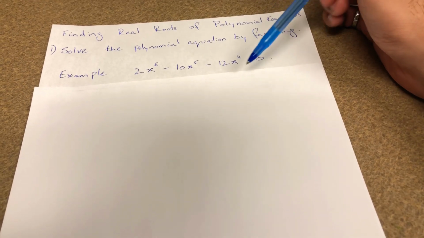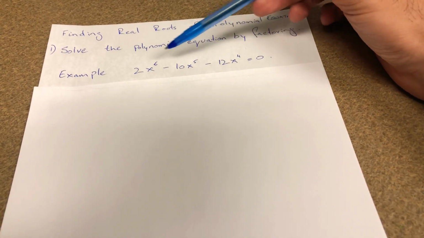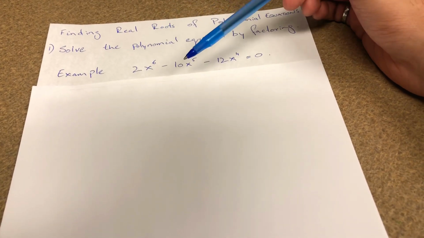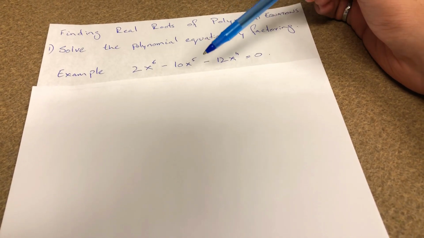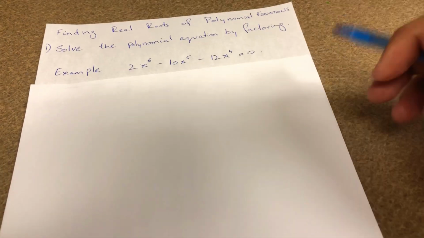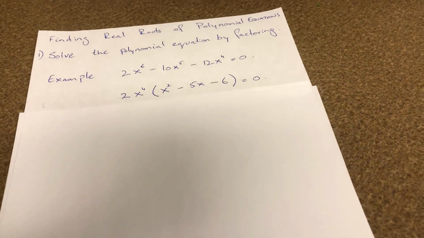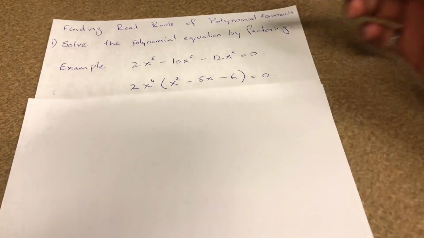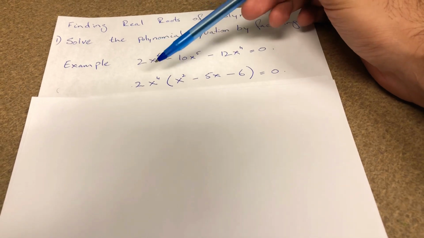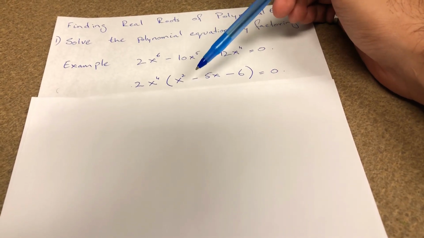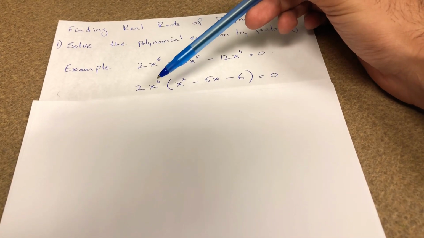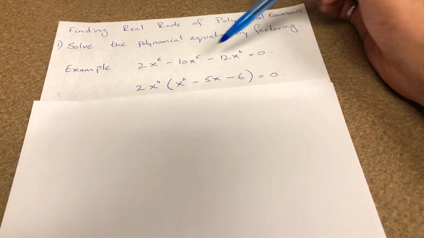We can take out x to the 4 out front, and also we know that 2 goes into 10 and 12, so we could take out a 2x to the 4 out of all the terms. If we take out 2x to the 4, we're left with x squared minus 5x minus 6. If we multiply them back in, we should get this term.